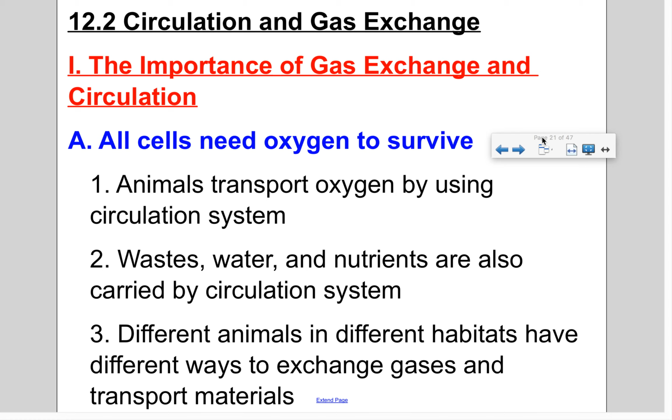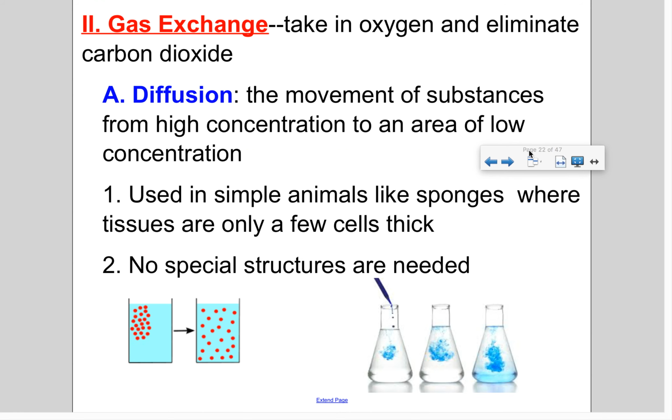Now, the thing I want to emphasize is that the circulatory system not only carries blood and oxygen, but it can carry away waste, water, and nutrients as well. So remember, organisms that live in different environments might have a different way to do these two functions. So the first way for gas exchange that I want to discuss is diffusion.